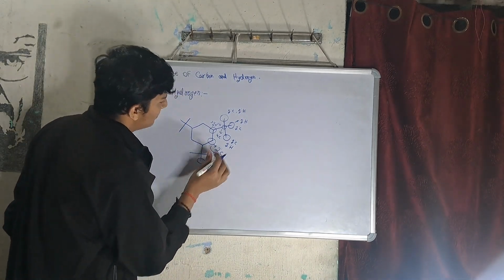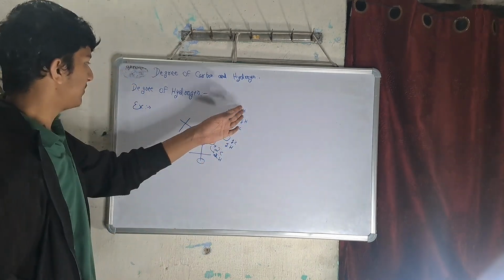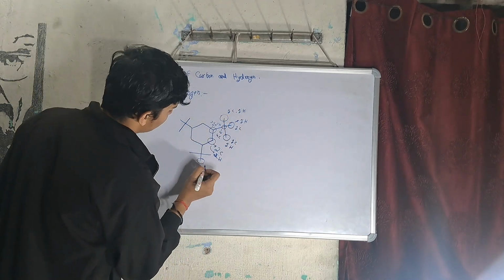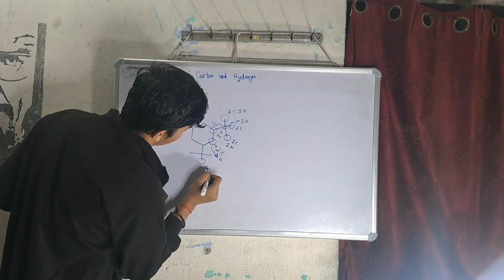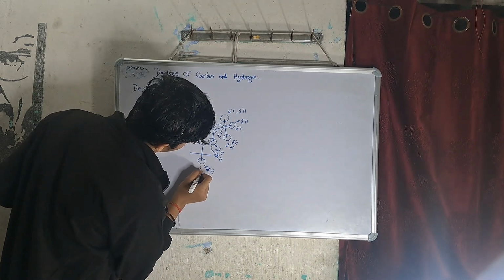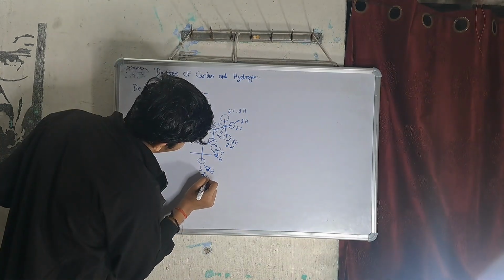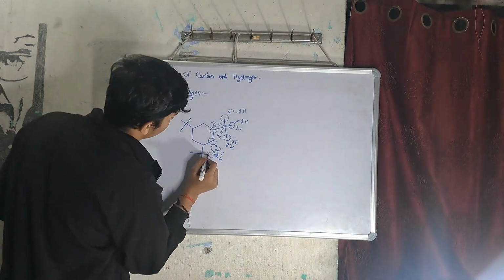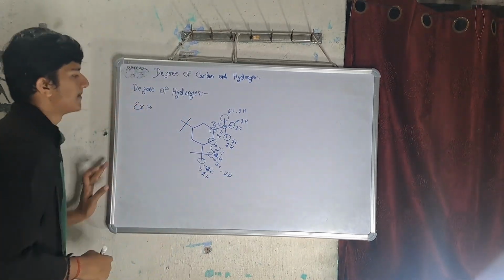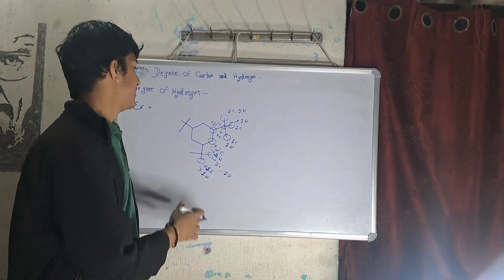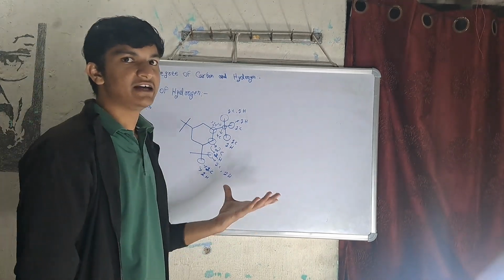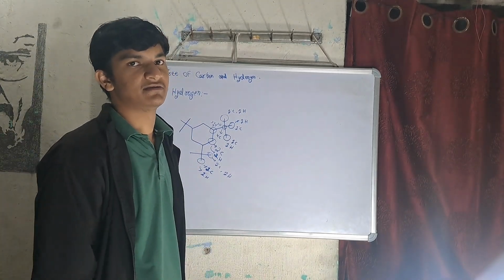Also, majorly we calculate half of the part. This part is similar to this, so this is also a 1 degree carbon, and the hydrogen present is 1 degree hydrogen. This is also 1 degree carbon, 1 degree hydrogen. Similarly, we can calculate the hydrogen and carbon degree by the concept.